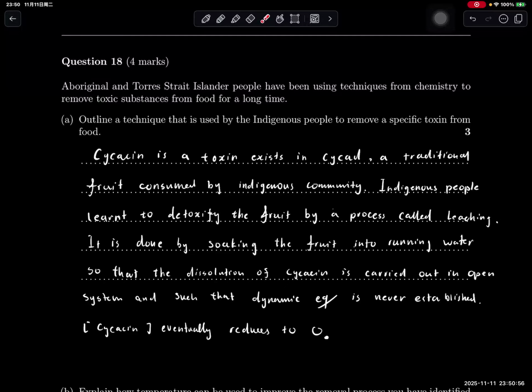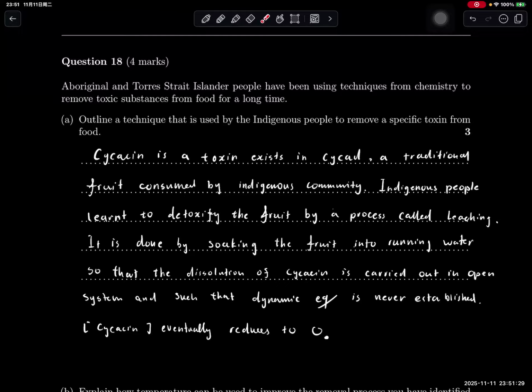Aboriginal and Torres Strait Islander people have been using techniques from chemistry to remove toxic substances from food for a very long time. Outline a technique used by Indigenous people to remove a specific toxin from food, which in the syllabus is cycasin. It's one of the toxic substances in cycad, a kind of tropical fruit.